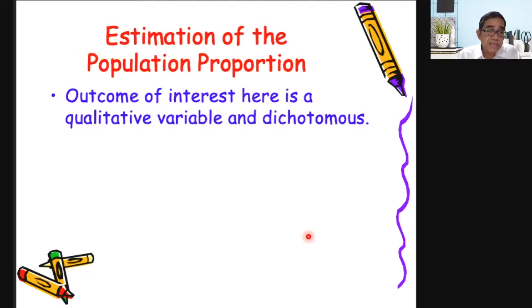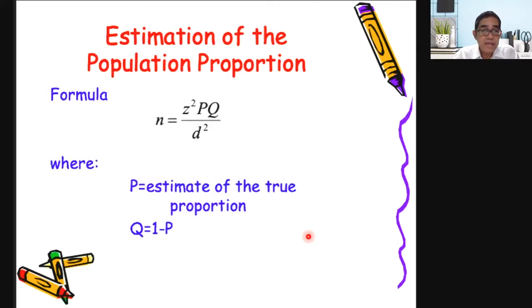Let's go to the next estimation problem, estimating the population proportion. The outcome of interest here is a qualitative variable, dichotomous: the presence or absence of something. And this is the formula. Again, I don't want you to memorize the formula because I have automated the calculation.